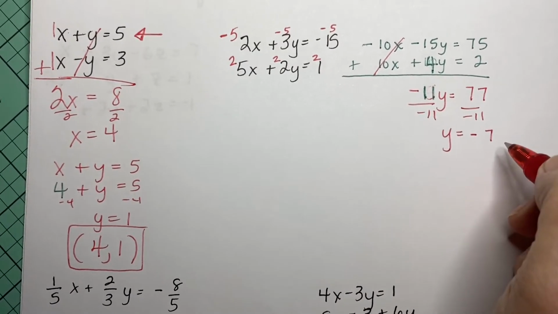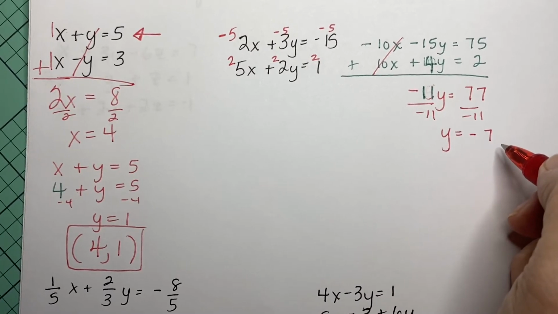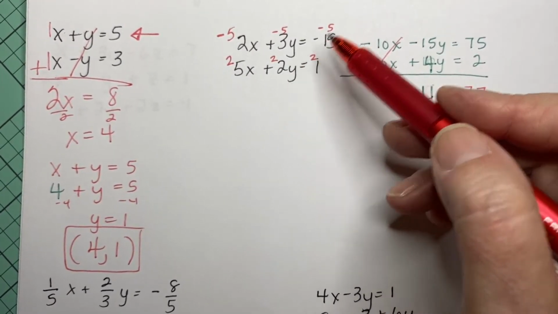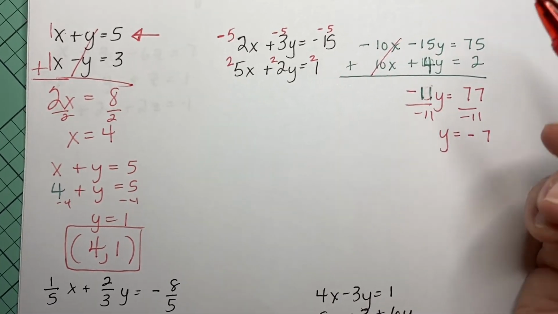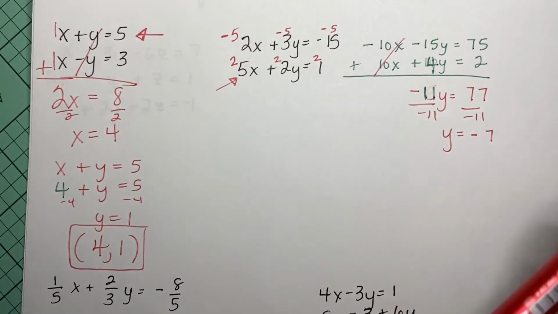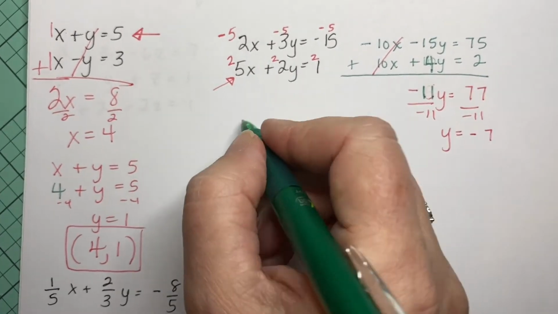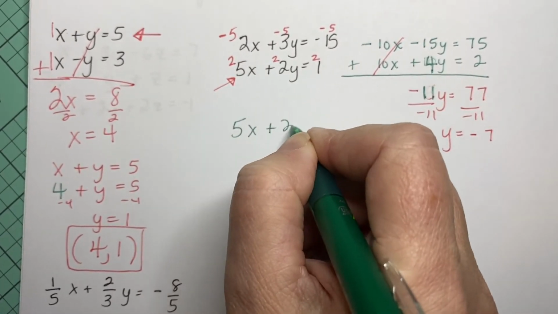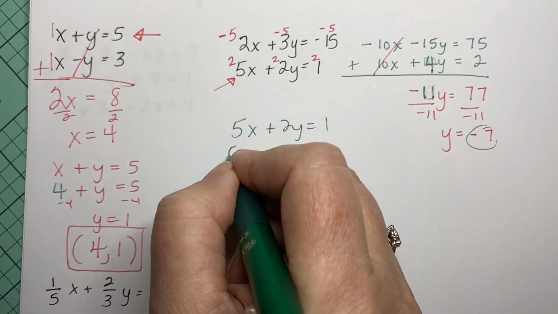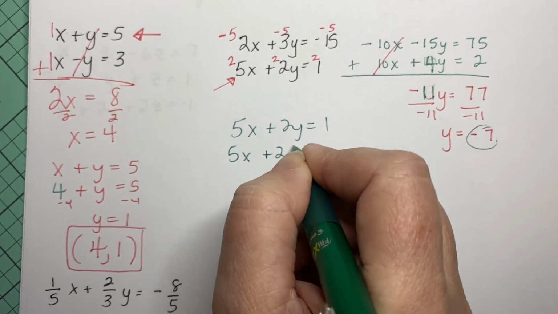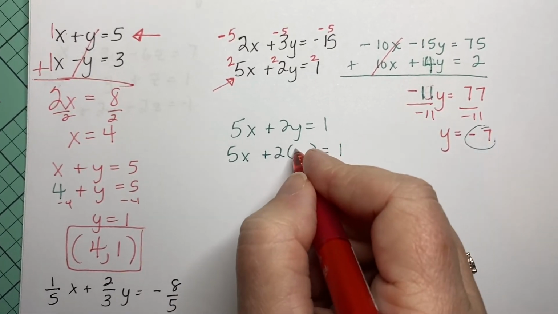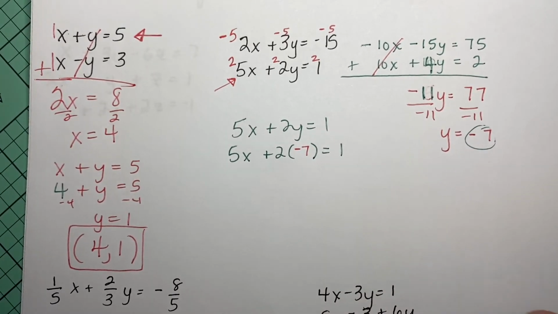So now we have one of our answers, but remember we have to have 2, and you can plug it into either one of these or either one of these up here. It really doesn't matter. I always just kind of look for the easiest one, and for some reason this bottom one looks easiest to me, but again, it doesn't really matter which one you pick. So I'm going to plug it in, this 5x plus 2y equals 1, where y is negative 7. So this becomes 5x plus 2 parentheses equals 1. Because we're plugging in for y is negative 7.